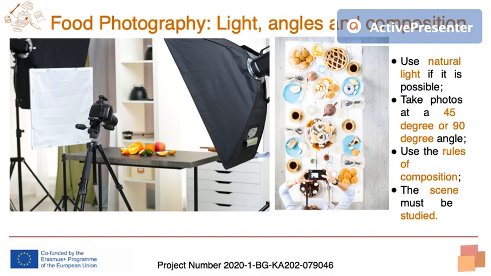The flash should not be used as it generates harsh light and creates shadows that are difficult to control. As for shooting angles, the two most used angles are 45 degrees and 90 degrees. The second, in particular, is the most common because the shots from above suggest the point of view of those who are eating, involving the viewer more in the photo.